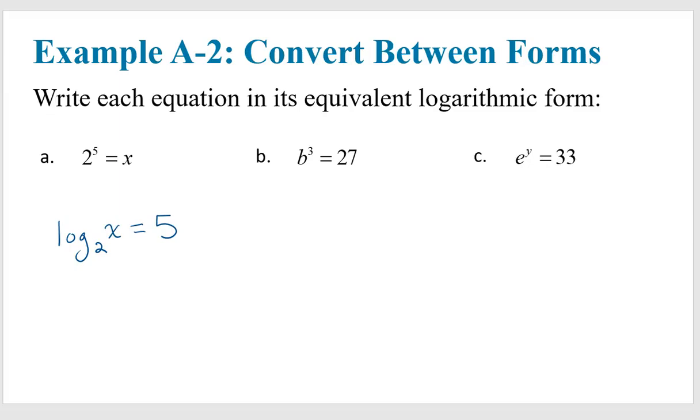So let's repeat that a couple of times. Problem B is a logarithm of base b, so logarithm base b of 27, and that is going to be equal to my exponent, which is 3. And then one last one, this is a logarithm base e of 33, and that is going to be equal to your exponent, which is y.